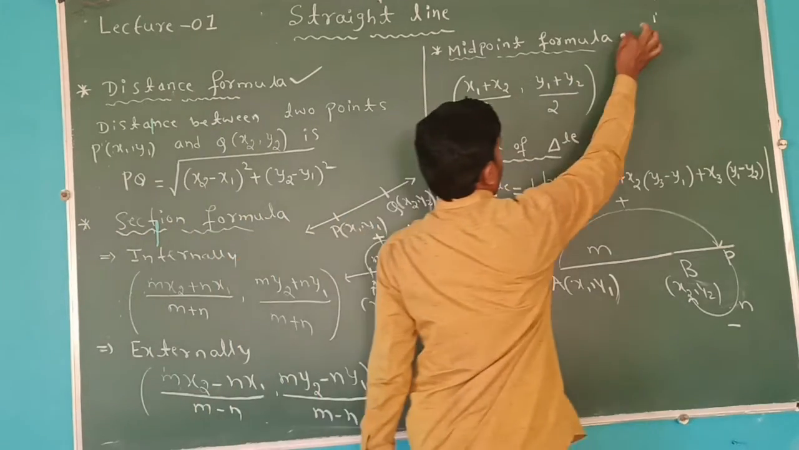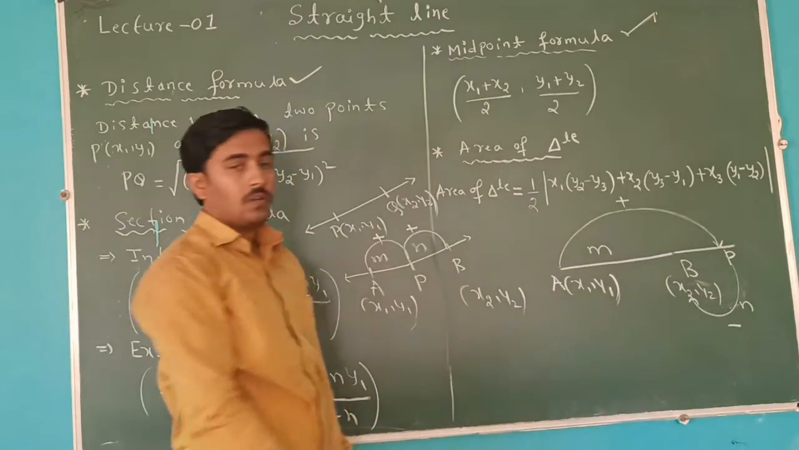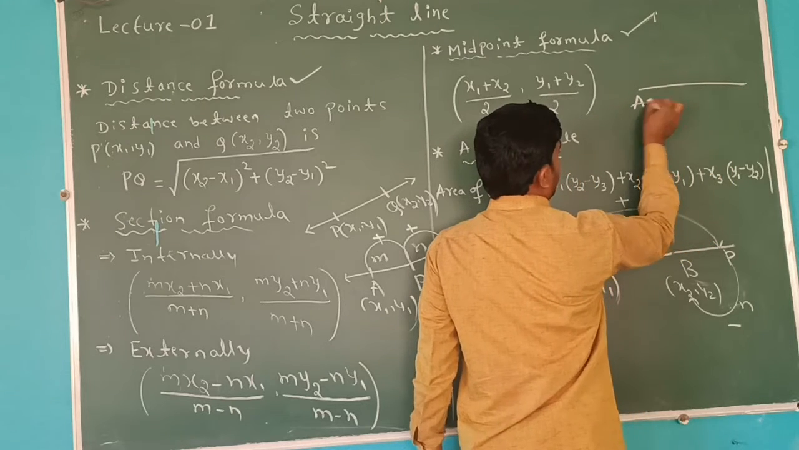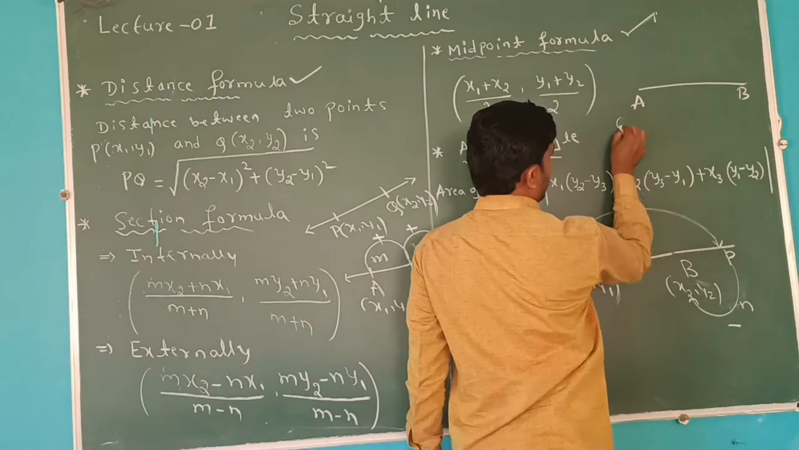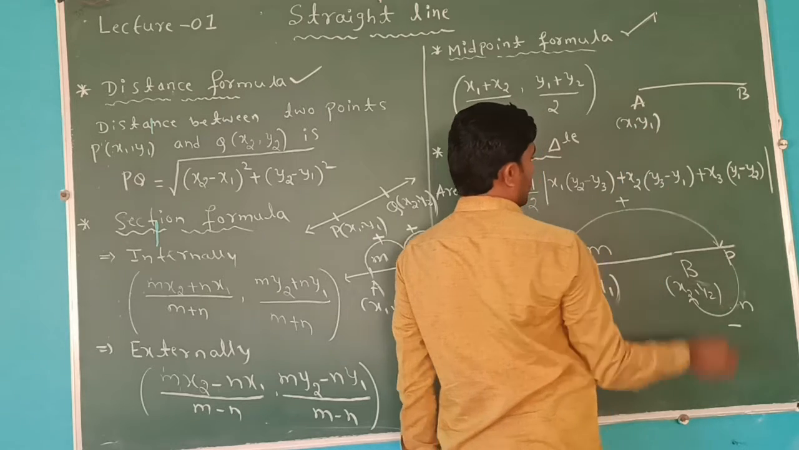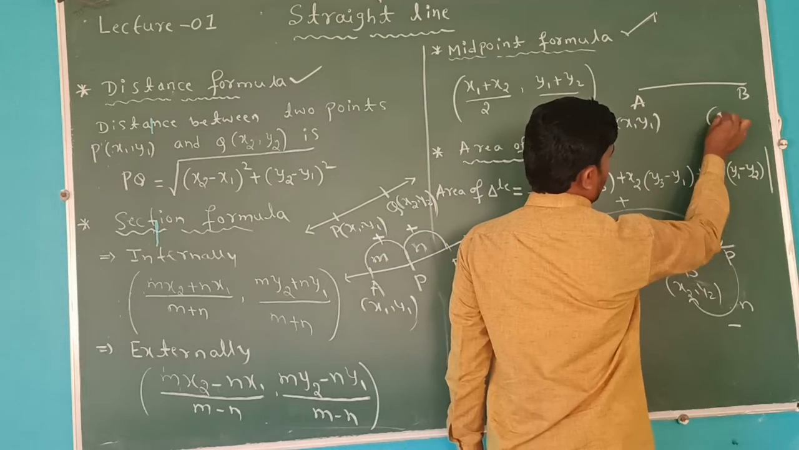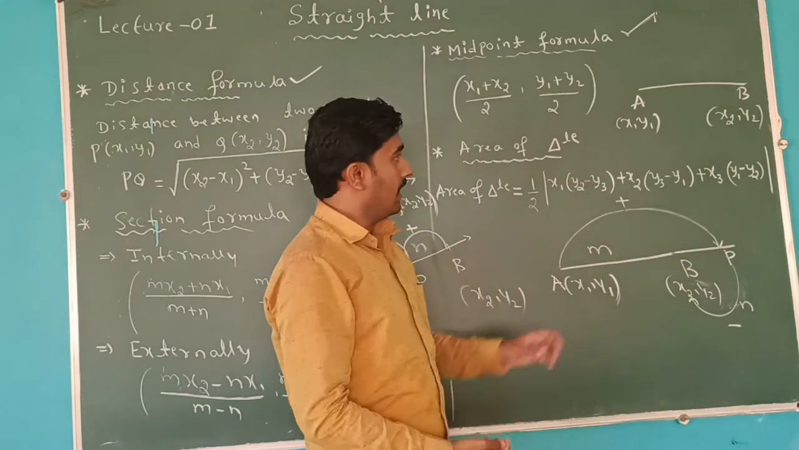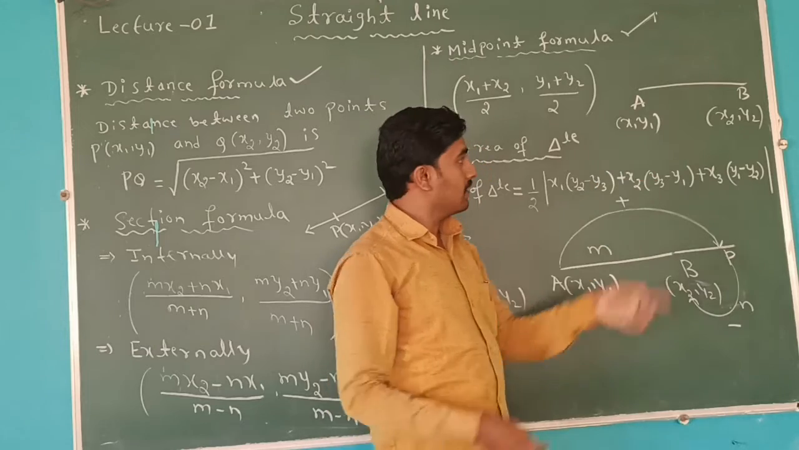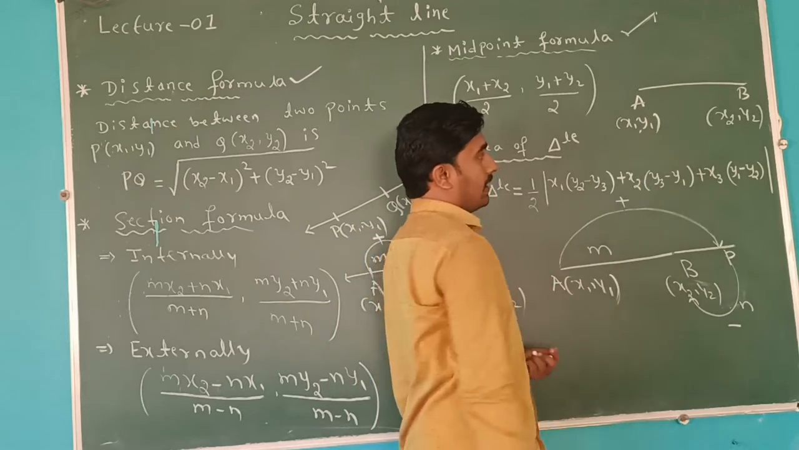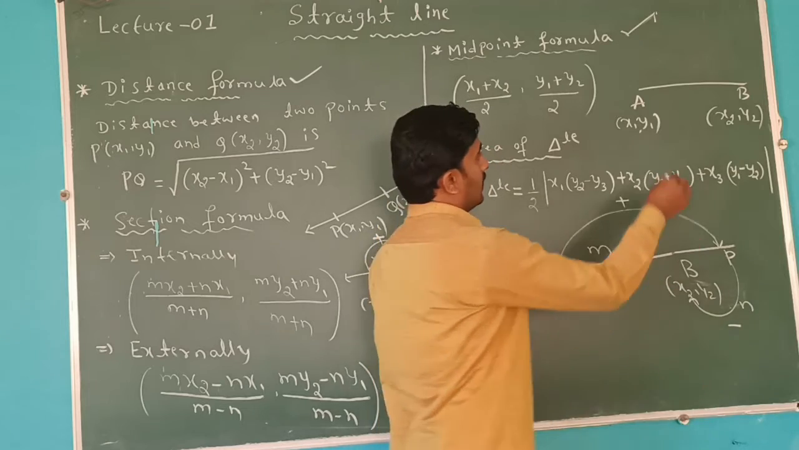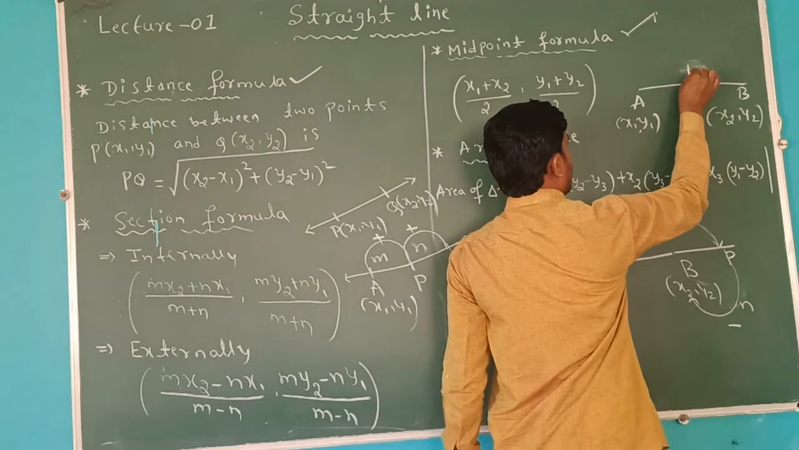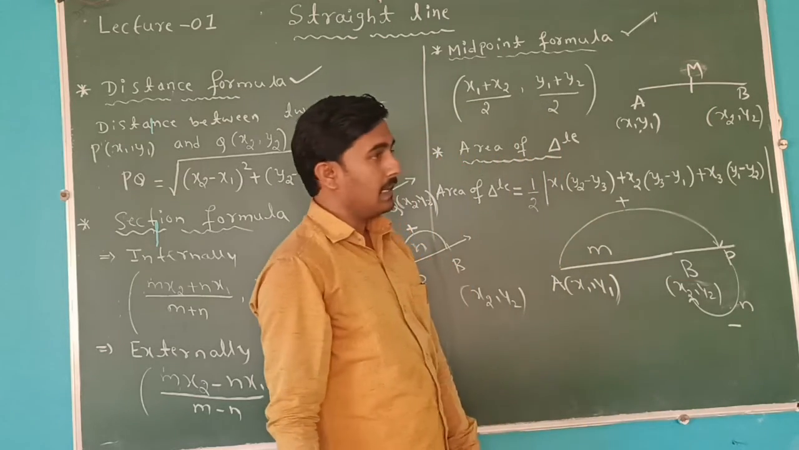Next, midpoint formula. What is midpoint? Suppose this is the line AB, with A having coordinates x1, y1 and B having coordinates x2, y2. Then the midpoint of this line, suppose this is P, or you can take M. M is the midpoint of the line AB.